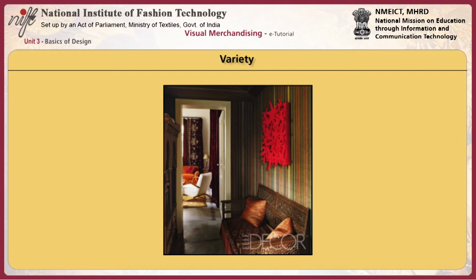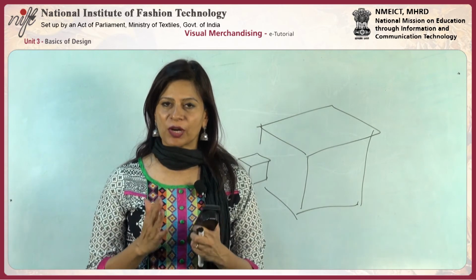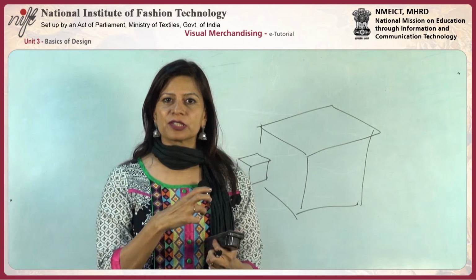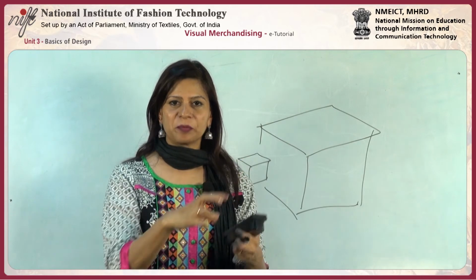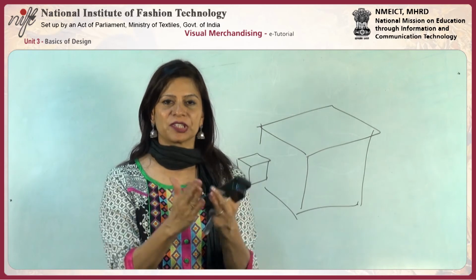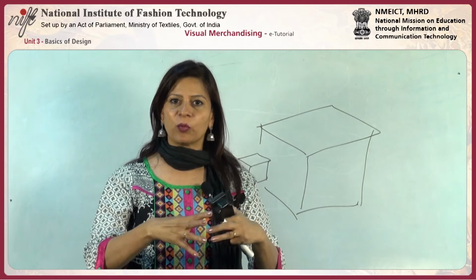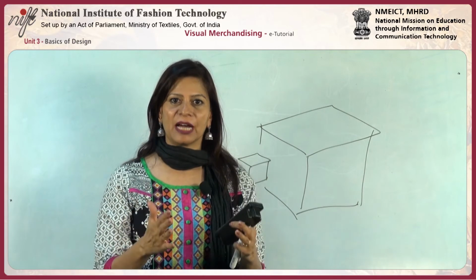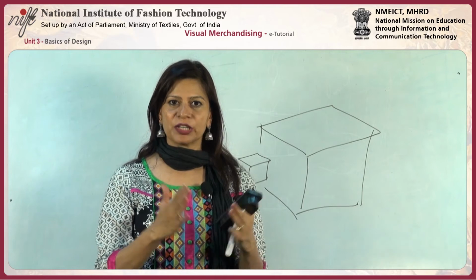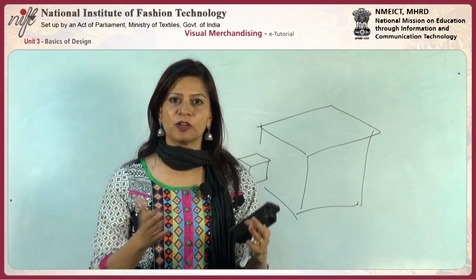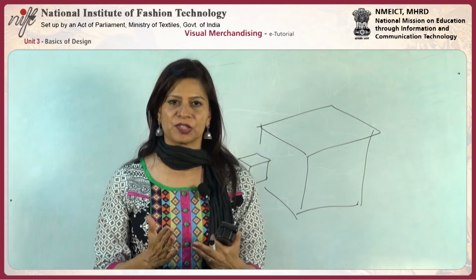The next principle is variety. This picture shows a variety of textures, yet they are balanced. It is important for us to understand that you cannot differentiate one principle and say in this particular store there is only one principle. There can be more than one principle which would be applied to a store. Hence, a good design would have a combination of elements and principles of design.